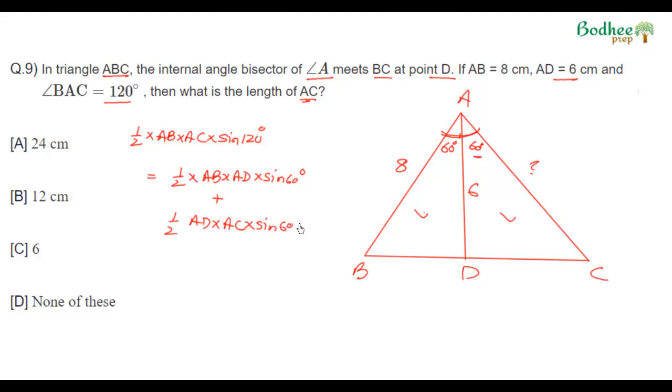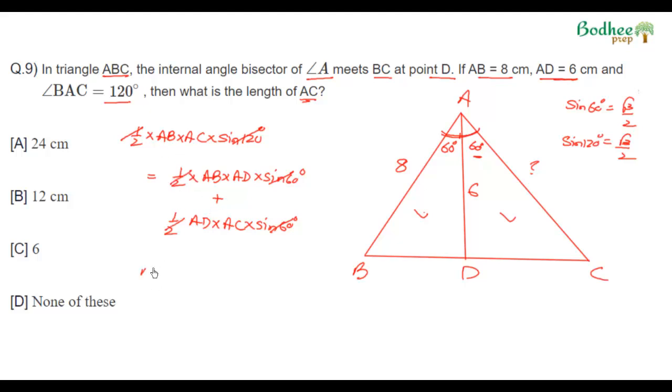Correct? Now the value of AB is known, the value of AD is known, right? We know that sine of 60 degree is root 3 by 2 and sine of 120 degree is also equal to root 3 by 2. Correct? Now we can just substitute it here. Since sine 120 and sine 60 are both equal, we can just cancel them out. We can cancel out the half too. So what are we left with?